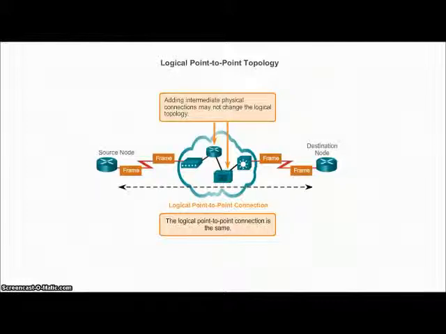The media access method used by the data link protocol is determined by the logical point-to-point topology, not the physical topology. This means that the logical point-to-point connection between two nodes may not necessarily be between two physical nodes at each end of a single physical link.